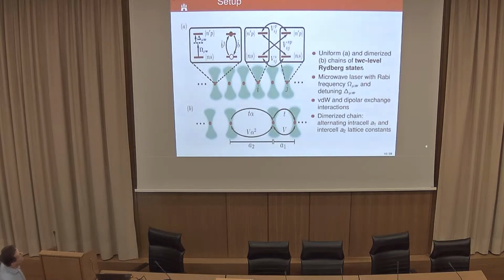So we have these chains, either one uniform chain, one-dimensional, constant spacing, or you have a dimerized chain where you have two lengths. That means one length and a second length, and alpha is just the ratio between a1 and a2. So, of course, we have this coupling. We have a microwave laser with Rabi frequency omega and detuning, as I mentioned.